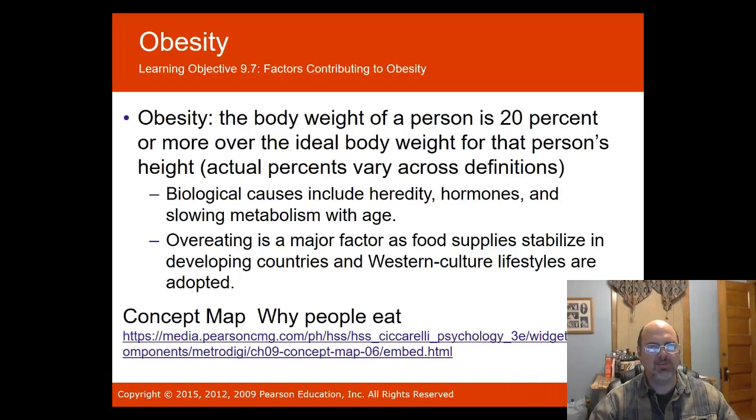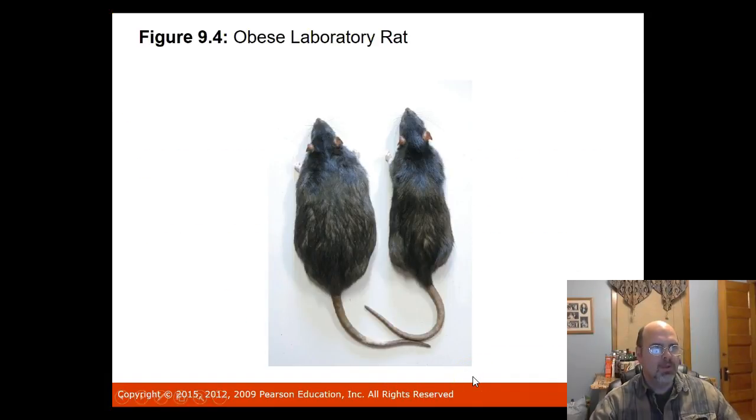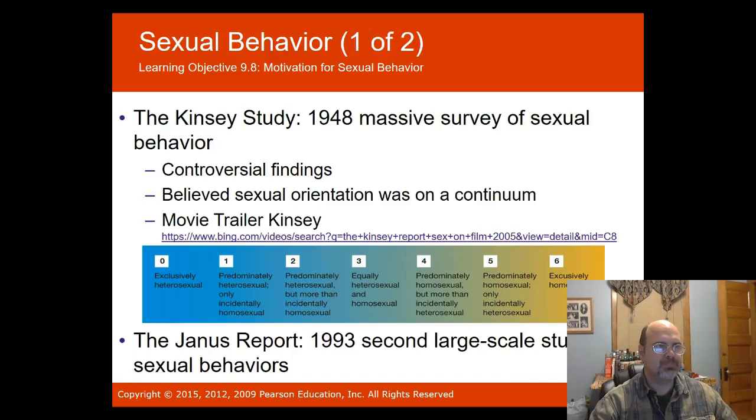Also, the things to consider are what we eat as much as how much we eat. And there's a little concept map about why people eat. This shows obese laboratory rats. So it's not only biological, but we can also train rats to get into habits of overconsumption.